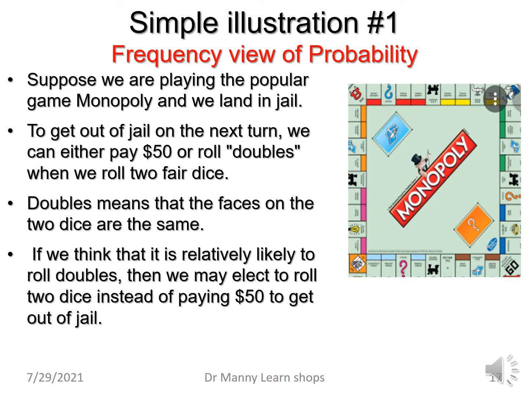Another simple illustration is the frequency view of probability. Suppose you're playing the popular game of Monopoly, which I play with my daughter, and we land in jail. We get out of jail on the next turn in Monopoly. However, we either have to pay $50 or roll a double when we roll 2 fair dice. Doubles means that the faces on the 2 dice are the same. If we think that it is relatively likely to roll doubles, then we say, let's roll the dice instead of paying $50 to get out of jail.